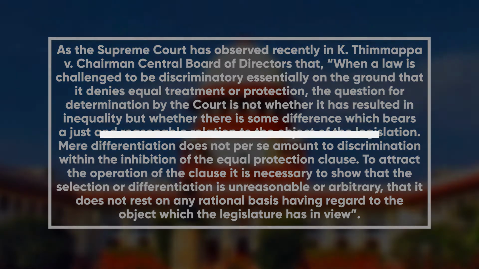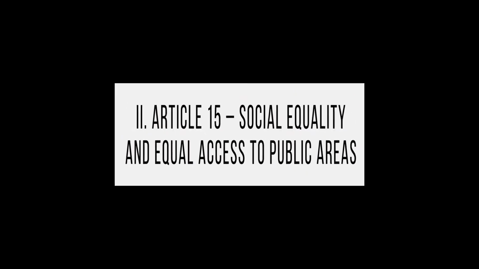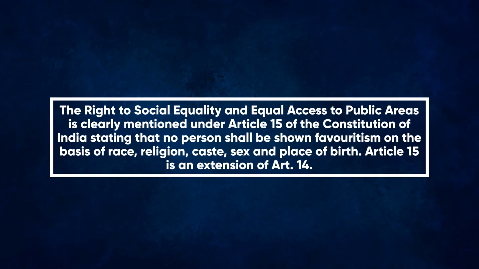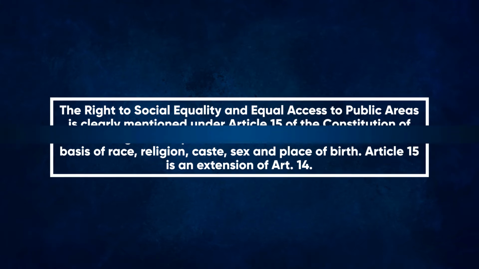Number 2. Article 15. Social equality and equal access to public areas. The right to social equality and equal access to public areas is clearly mentioned under Article 15 of the Constitution of India, stating that no person shall be shown favoritism on the basis of race, religion, caste, sex, and place of birth. Article 15 is an extension of Article 14.